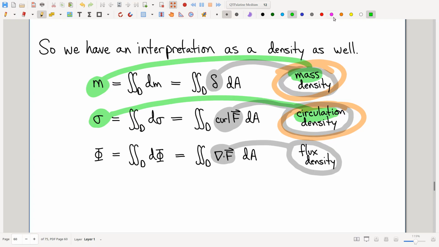Well, you can see this coming. We're going to call divergence flux density because flux is the stuff. It's the accumulating quantity. It's the substance-ish thing for which divergence is the density.